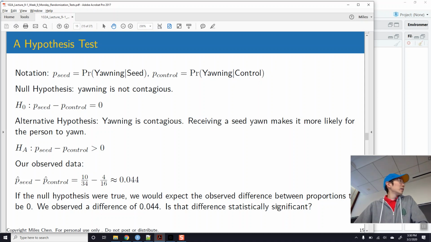Our observed data is P hat seed, what we actually observed, minus P hat control. That difference is around 4.4%, 0.044. P hat seed is 10 out of 34 minus P hat control, which is 4/16 or 1/4. The question is, is this difference of 0.044 statistically significant? If the null hypothesis were true, we would expect a difference of 0. We didn't get 0, we got 0.044. Is that difference statistically significant? That's what we want to know.